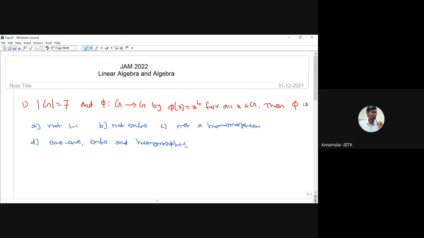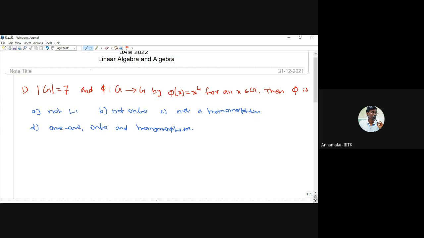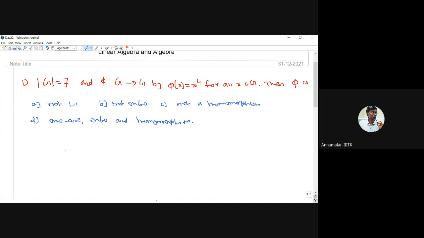Now, what is the information given? G be a group of order 7. So 7 is a prime number. We know that any group of order prime is a cyclic group, and every cyclic group is an abelian group. Therefore, we know that G is abelian. Okay. Now, look at this function pi.